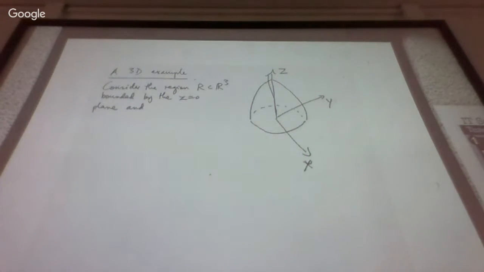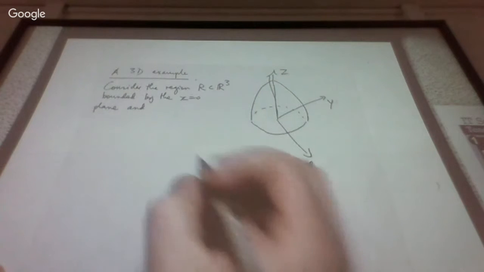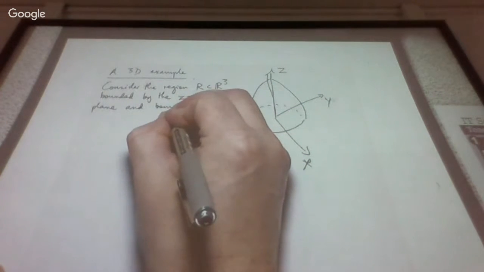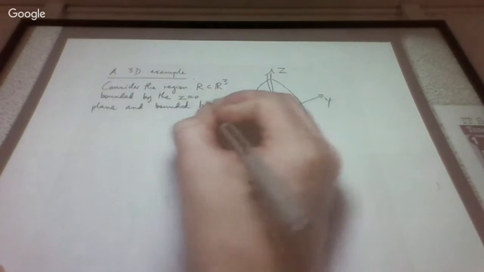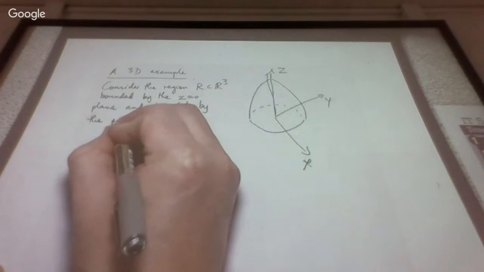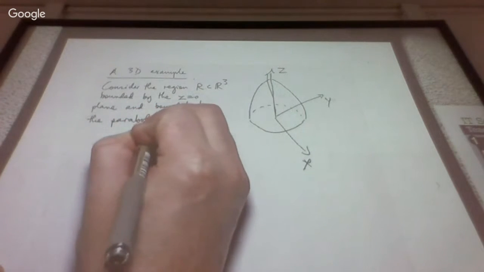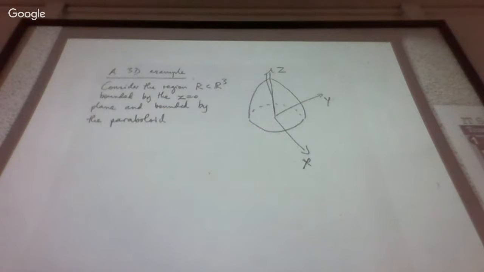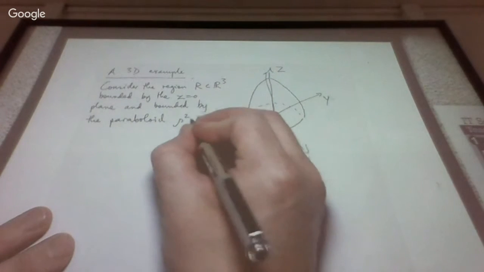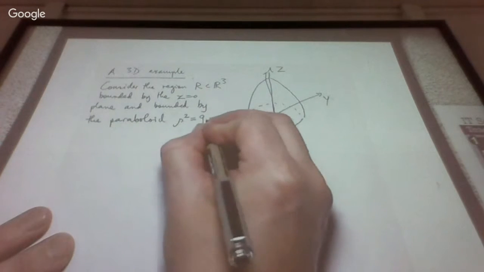And the side surface, which comes up from the base circle up to the point up there, is bounded by the paraboloid, it's called. Paraboloid is a three-dimensional analog of a parabola. And this is rho squared equals 9 minus z.